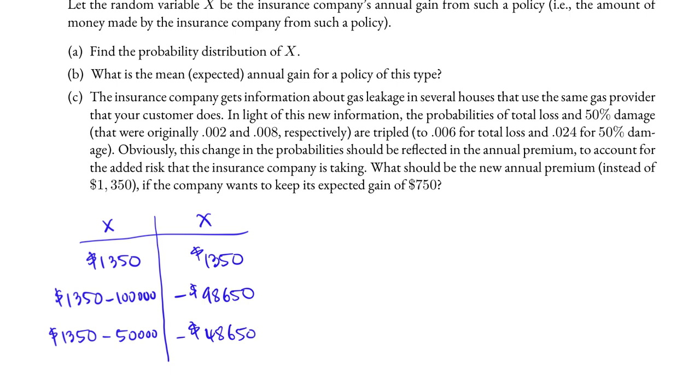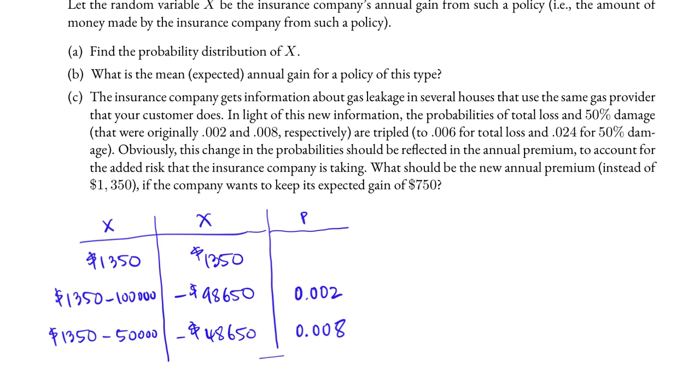And so we have three cases, and we will also list the corresponding probability to complete the probability distribution for x. The probability of total loss is 0.002. The probability of 50% loss is given as 0.008. And we were told that there is no other partial loss.